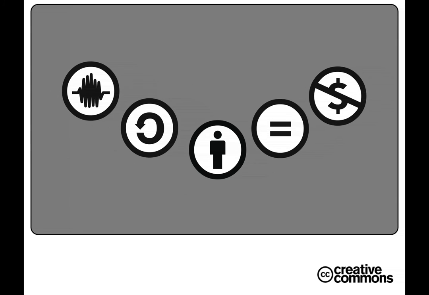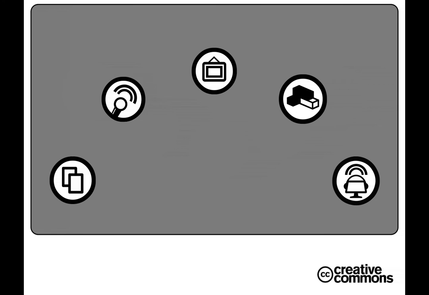CC licenses are copyright licenses. They license to others the right to use in specified ways some piece of copyrighted work. But to see how they function, let's begin with just a copyright. What does a copyright mean? How does it work?